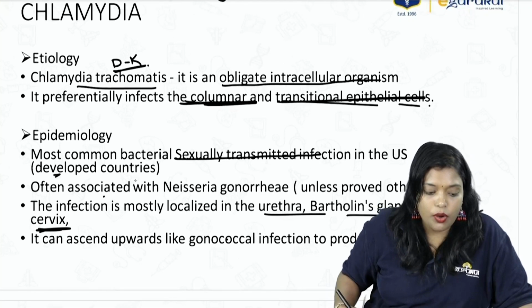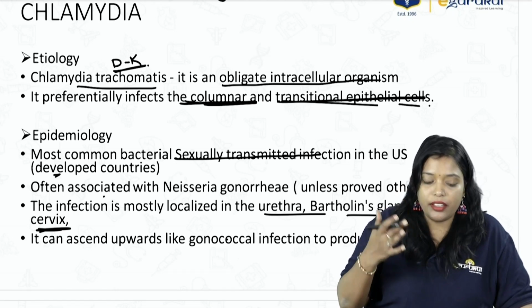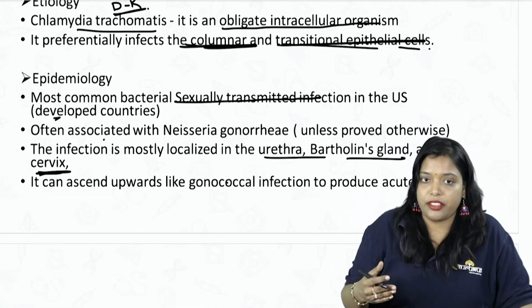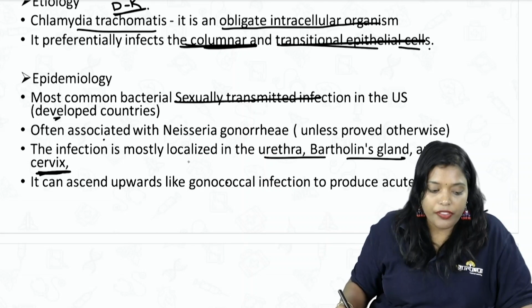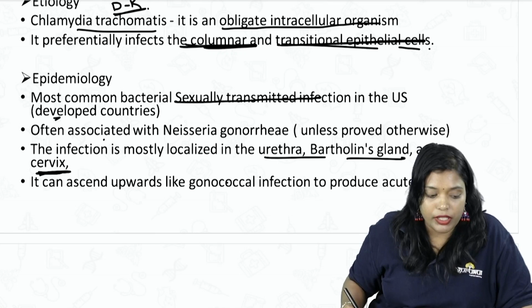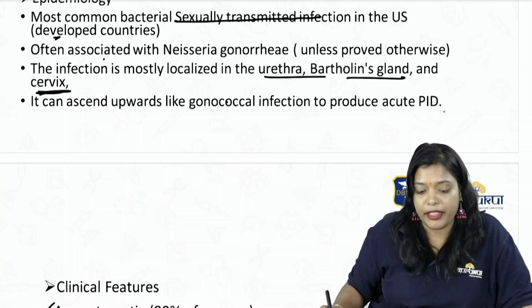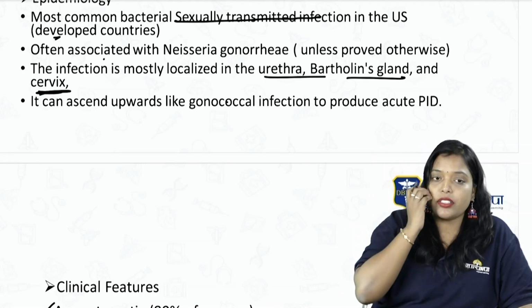Okay. Neisseria gonorrhoeae and chlamydia usually stay together, so they are often associated with Neisseria. The infection will again involve the urethra, Bartholin gland and cervix. When they ascend upwards, they can cause acute PID.